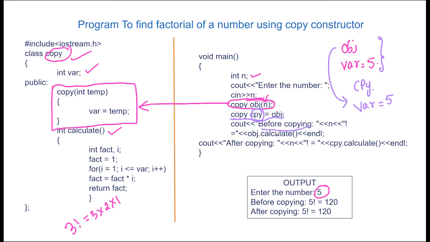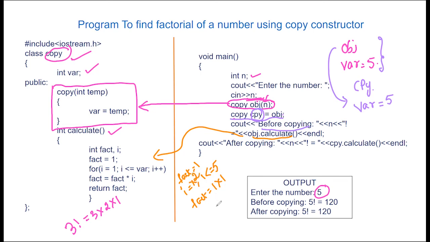Okay, now I'm saying, before copying, obj.calculate. So what happens? obj.calculate will get calculated over here. So what does obj have? int fact is going to be 1. Let us perform this calculation, and I'm saying for i equals 1, i is less than or equal to the variable. In the case of obj it is 5. If 1 is less than or equal to 5, i plus plus, and fact is equal to fact into i, that is 1 is equal to 1 into 1. So the first case it is going to be 1.